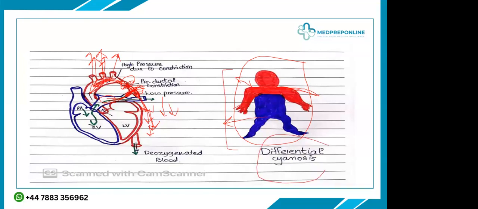When you see the SpO2 oxygen saturation, it will be above 90 in the upper limb and even less than 75% in the lower limb. So this is going to happen in preductal coarctation of aorta when the PDA is open, because the blood is going to be shunted through this PDA because of the pressure differences.